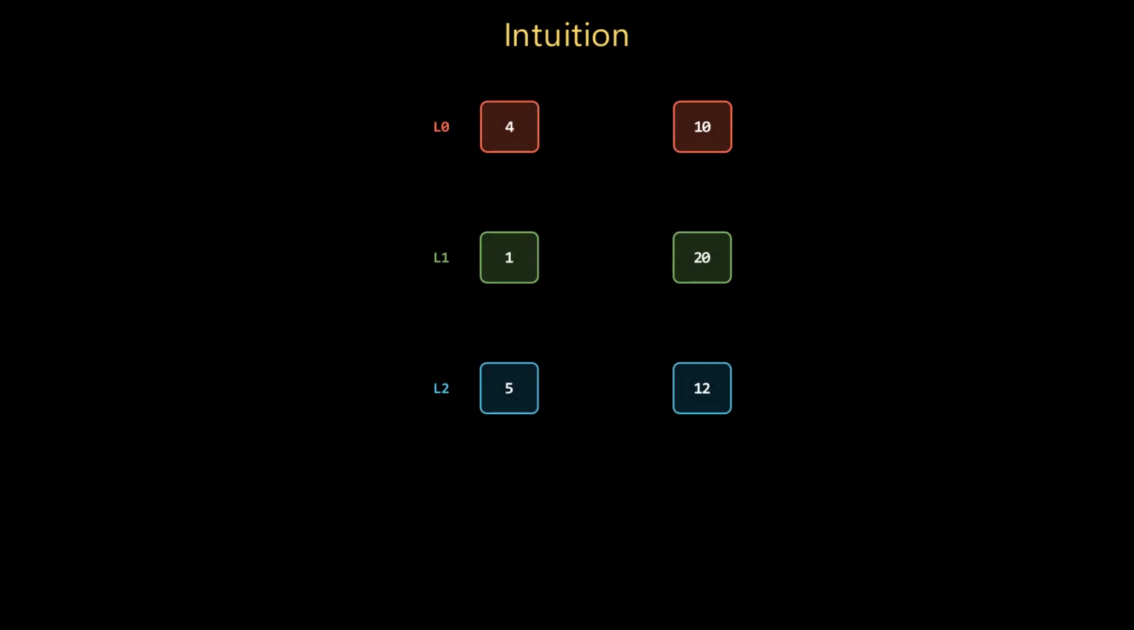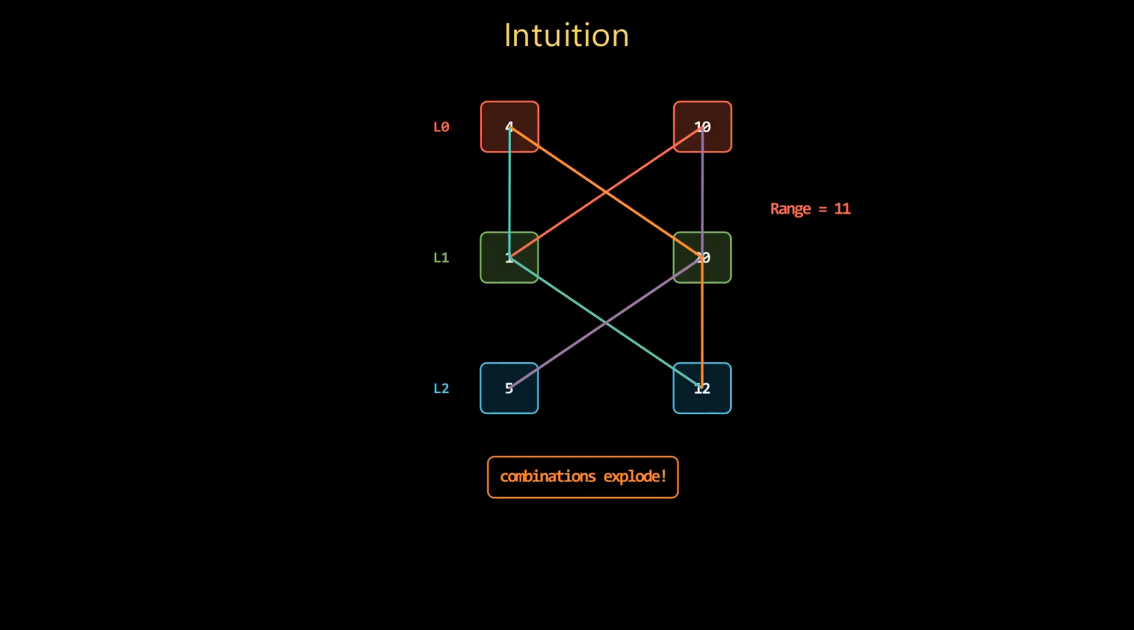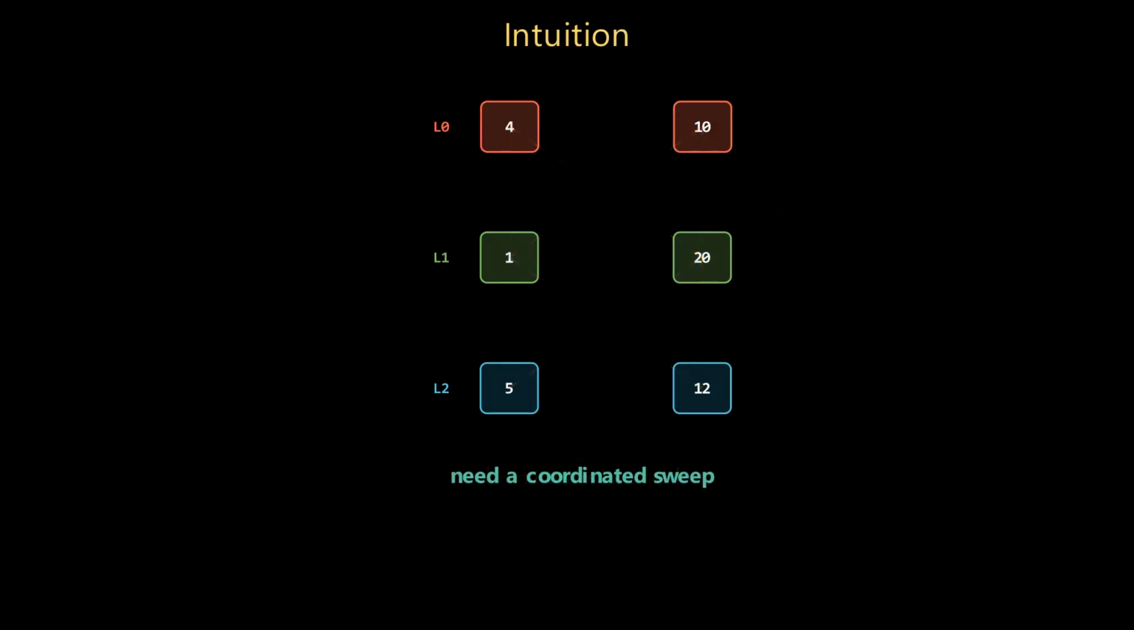If we try to find our optimal net by blindly combining numbers from all lists at random, we are instantly paralyzed by the sheer volume of choices. Testing every combination creates a chaotic web of intersecting spans that breaks our performance. We need a coordinated strategy to pinch these numbers together systematically.